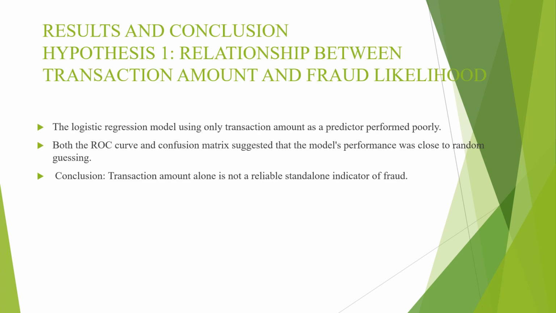Results and conclusion. Hypothesis 1: relationship between transaction amount and fraud likelihood. The logistic regression model using only transaction amount as a predictor performed poorly. Both the ROC curve and confusion matrix suggested that the model's performance was close to random guessing. Conclusion: transaction amount alone is not a reliable indicator of fraud.